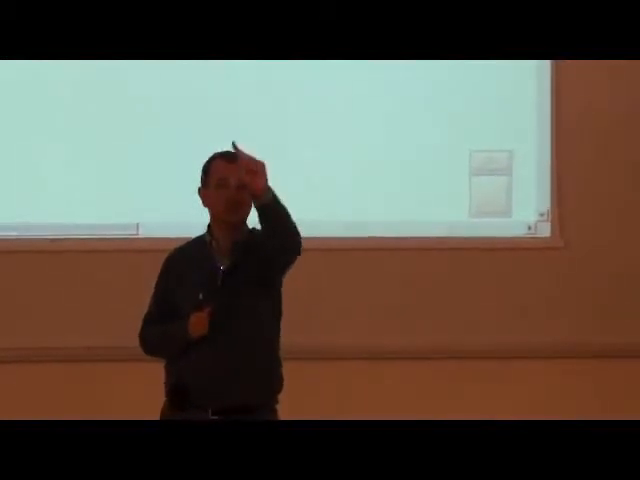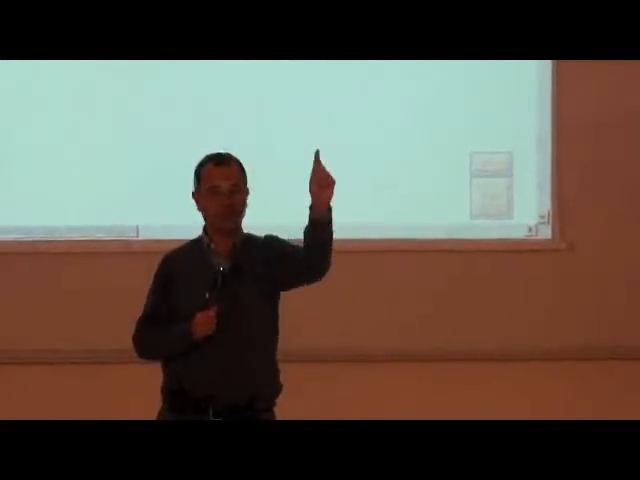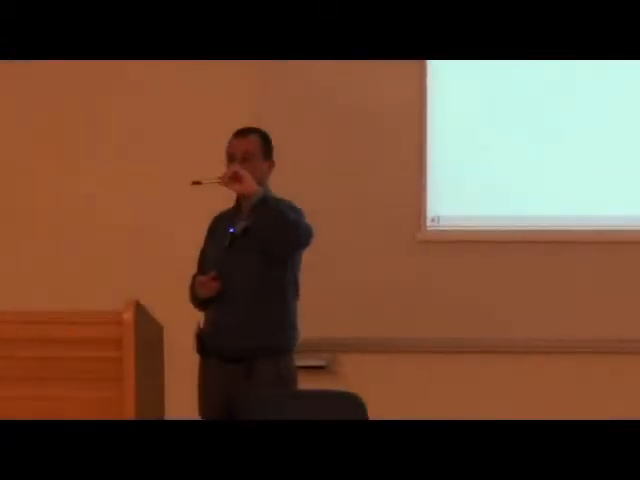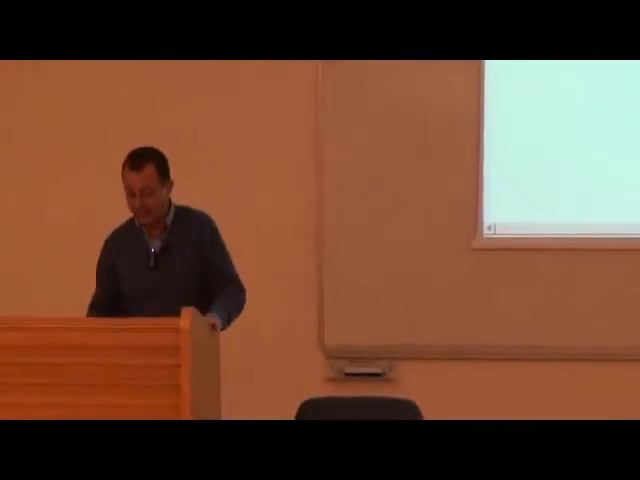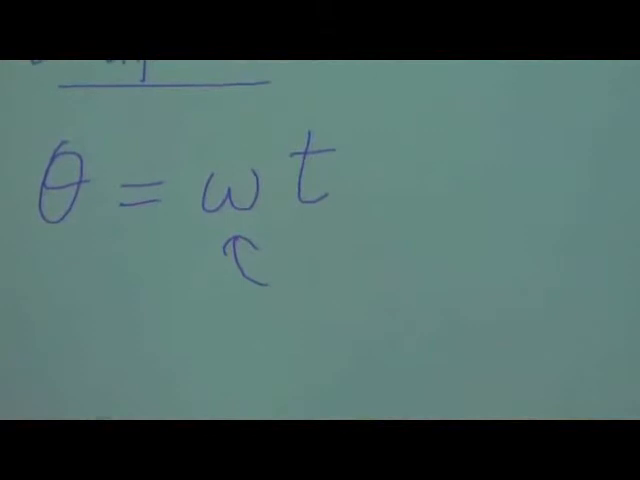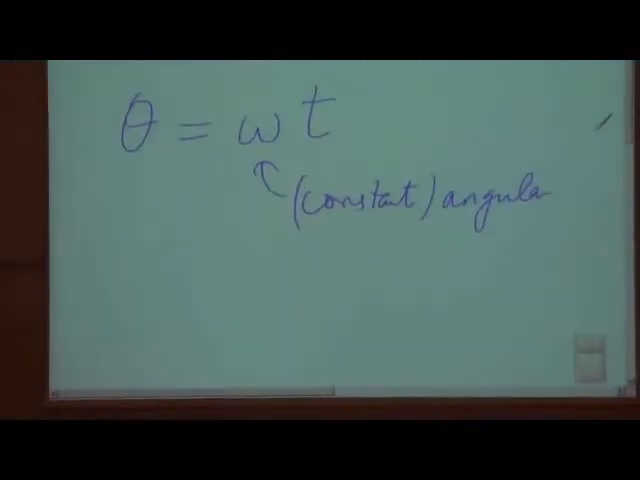If it moves along at constant speed, if its exact speed at each moment is 1 centimeter per second, that's uniform. This is not uniform. So we understand that. If it's doing uniform circular motion, the distance is increasing at a constant rate. So the angle is also increasing at a constant rate, and we have here theta equals omega t.